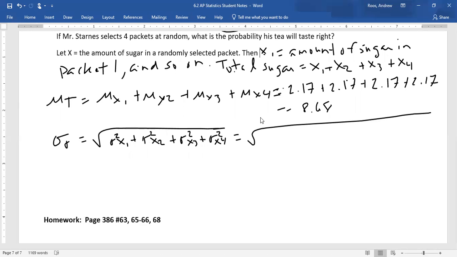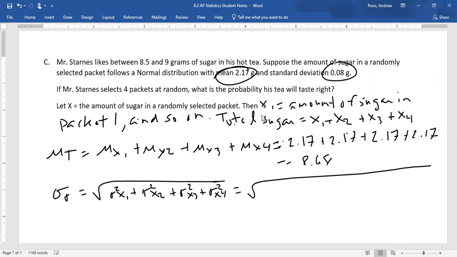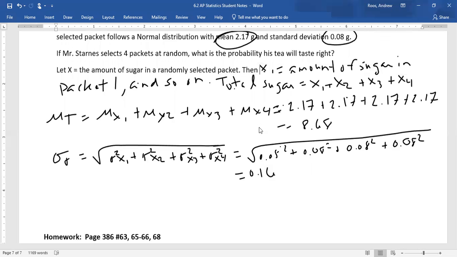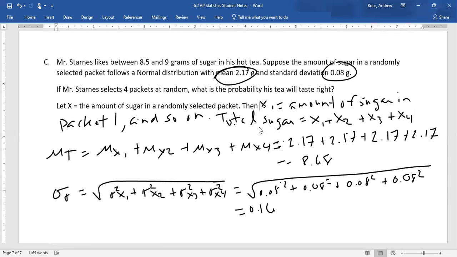If the original standard deviation was 0.08, we'd want the square root of 0.08 squared plus 0.08 squared plus 0.08 squared plus 0.08 squared. The standard deviation would come out to be 0.16. So we have the new mean of 8.68 and the new standard deviation of 0.16. He likes his tea with sugar between 8.5 and 9 grams.